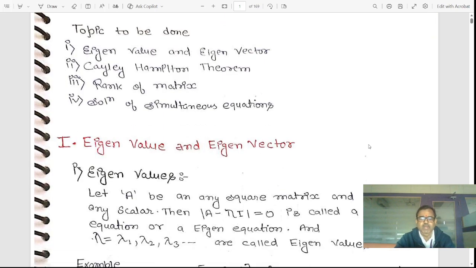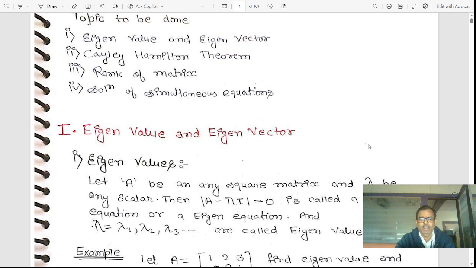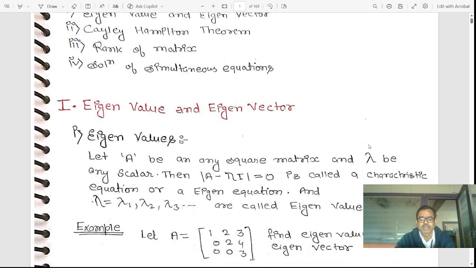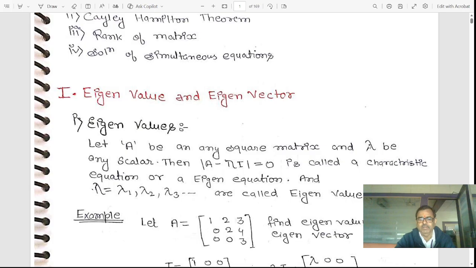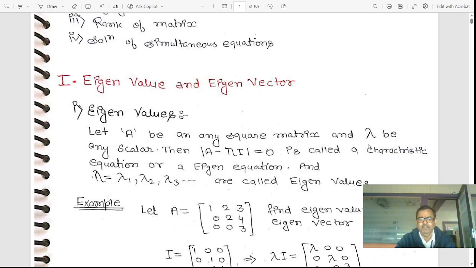Let A be any square matrix and lambda be a scalar, then the determinant of A minus lambda I is called the characteristic equation or eigen equation. That means lambda equal to lambda 1, lambda 2, lambda 3 are called the eigenvalues. For example, let us consider a 3 cross 3 order matrix, that is 1, 2, 3, 0, 2, 4, 0, 0, 3. Find its eigenvalues and eigenvectors.